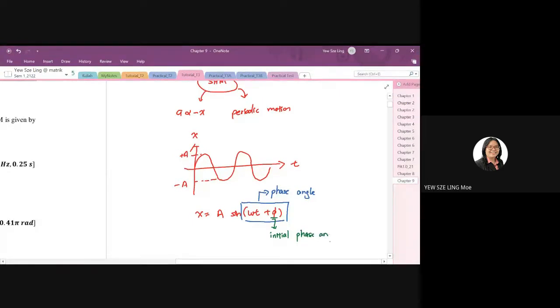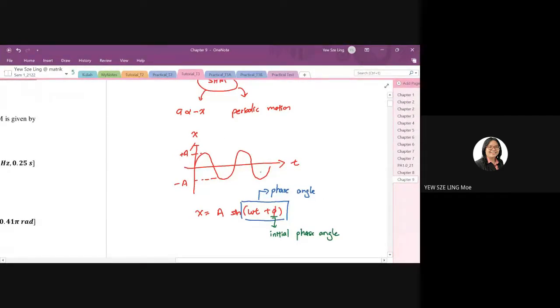So what is the difference between phase angle and initial phase angle? The initial phase angle tells us where it starts from. It starts from the origin, the equilibrium position, or it starts from the maximum amplitude, or anywhere in between. That is our initial phase angle. It refers to the starting point. Whereas the phase angle refers to the position of the object after a certain amount of time, maybe after 1 second, maybe after 2 seconds. So that is our phase angle. There is a slight difference between phase angle and initial phase angle, so make sure you know the difference between them.